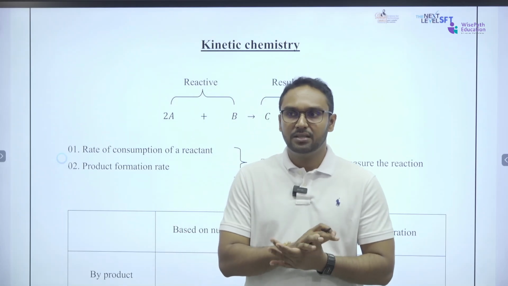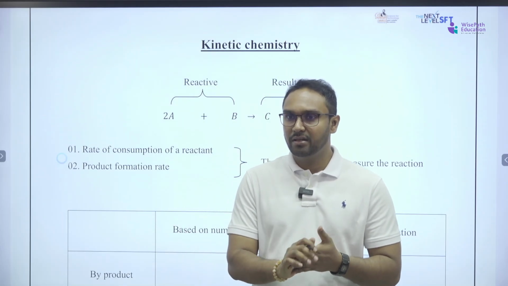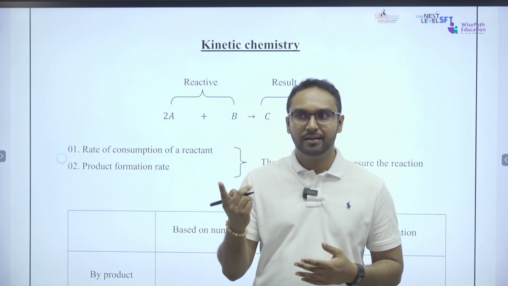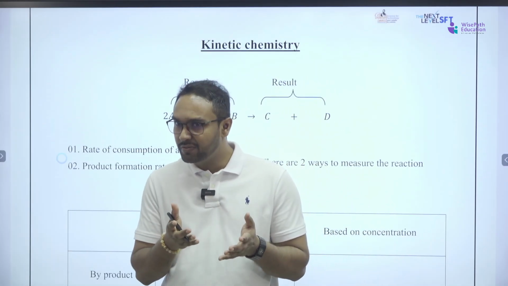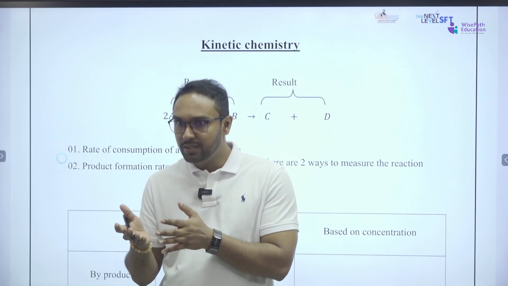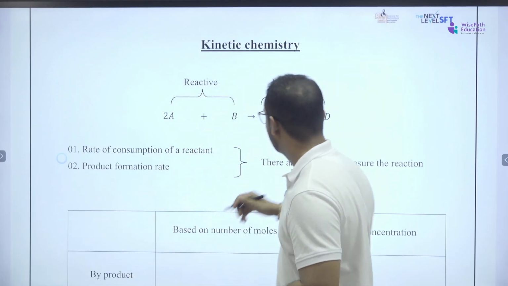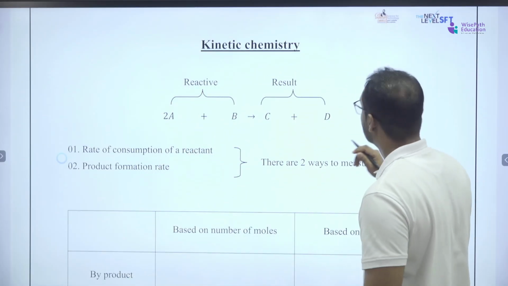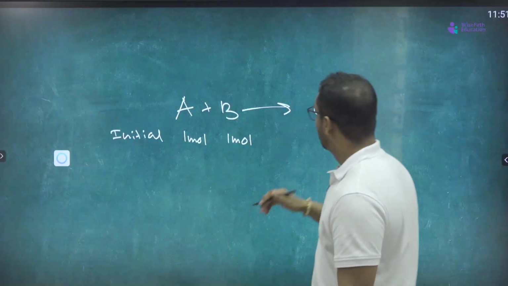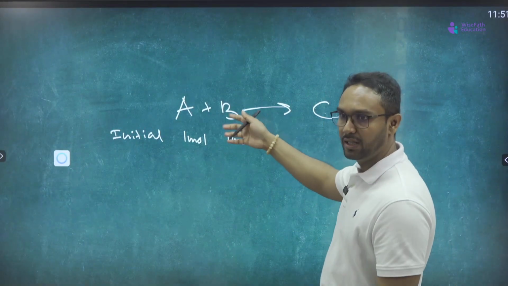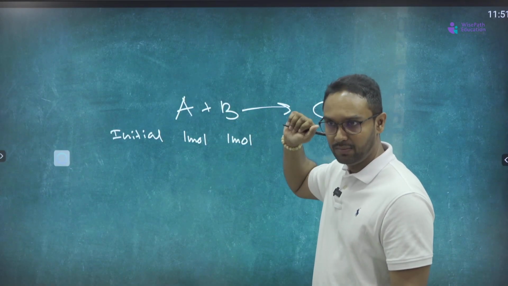So simply, we discussed that we can calculate the rate of reaction in two ways. One is the rate of consumption of the reactants, how much of the reactants you are consuming in a certain period of time, right? The consumption of A and B, the rate of consumption of A and B, right?